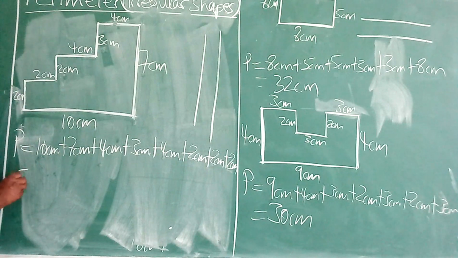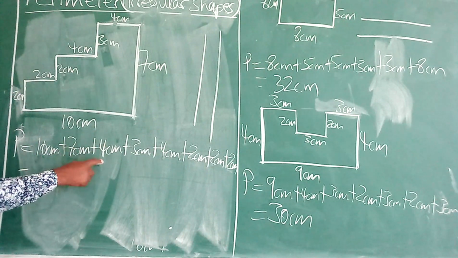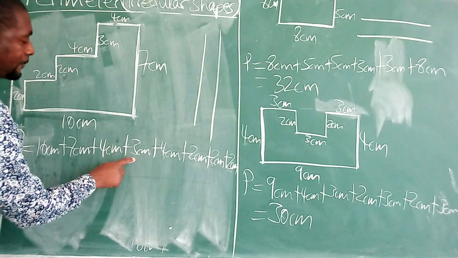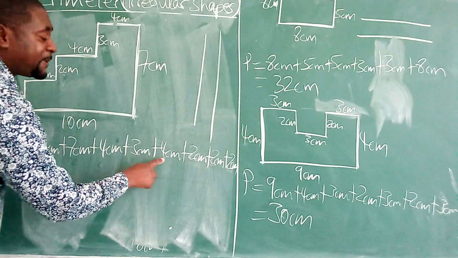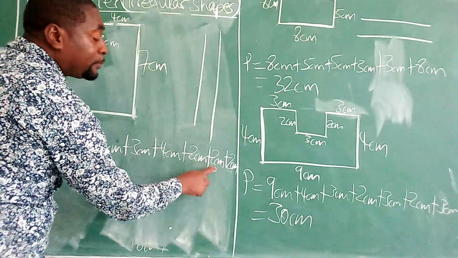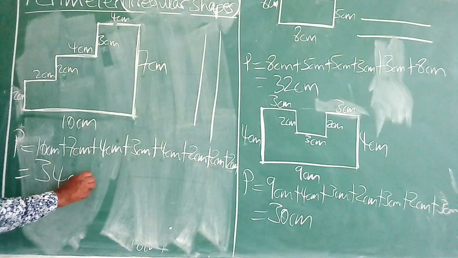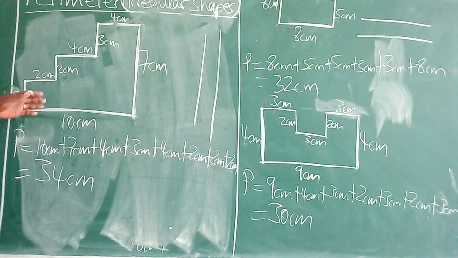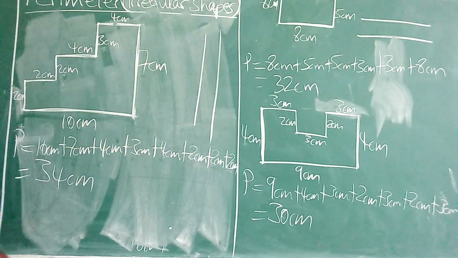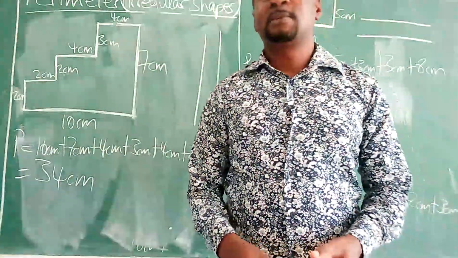Now, 10 plus 7 is what? 17. 17 plus 4 is what? 21. 21 plus 3, 24. 24 plus 4, 28. 28 plus 2, 30. 30 plus 2, 32. 32 plus 2, 34. So we have here 34 centimeters. So for this irregular shape here, the answer is what? 34 centimeters. The perimeter is 34 centimeters.